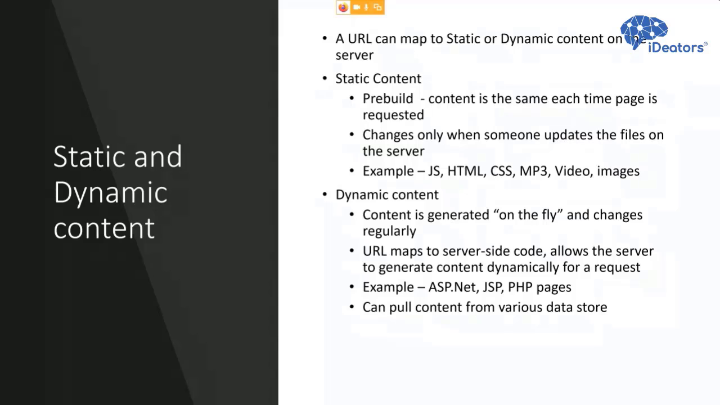The URL usually maps to the server-side code, and content is generated dynamically for a given request and the data which is posted to the server. An example of dynamic content is usually ASP.NET pages, JSP pages, or PHP pages. Dynamic content usually gets generated by interfacing with various data stores, whether it's a file system or database.